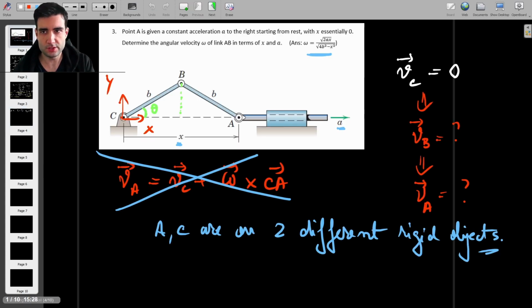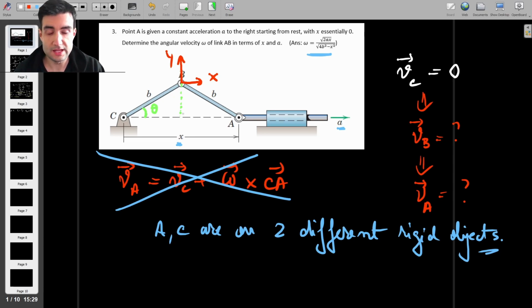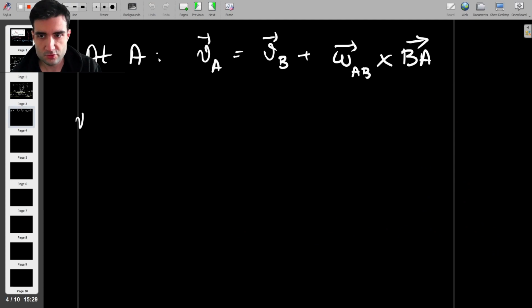Now, to be able to do that, what we did implicitly was we moved this coordinate system from C to B. So this is Y and this is X. And everything now we measure with respect to point B. So B is our new origin for the coordinate system. So let's write it like this.